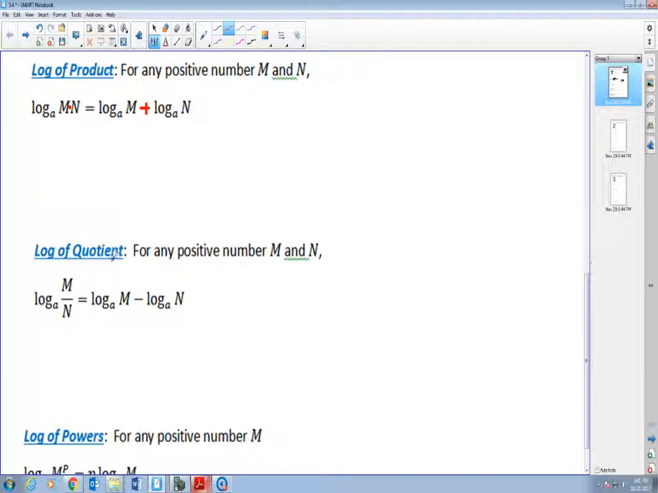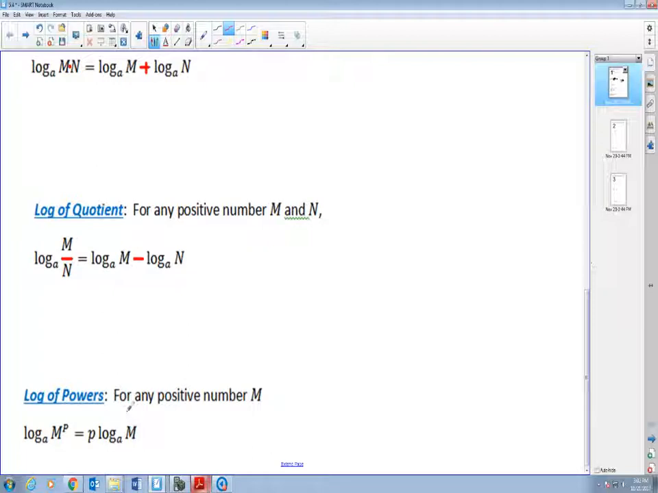All right, for the log of a quotient, if I have log with the base a of m divided by n, that division will translate into subtraction. Basically I have one logarithm term and I can split it up into 2 logarithm terms, with subtraction for a quotient and addition for the log of a product. So the log of a quotient will be log with the base a of m minus log with the base a of n.